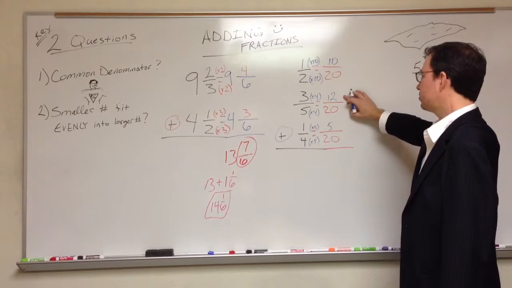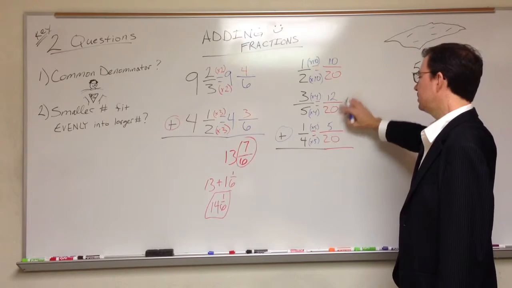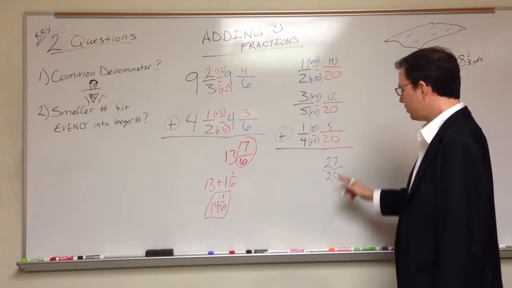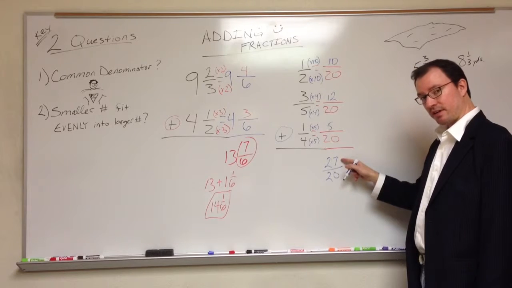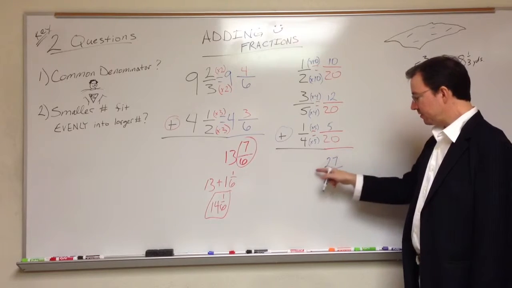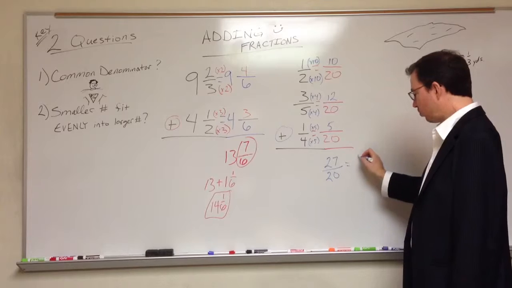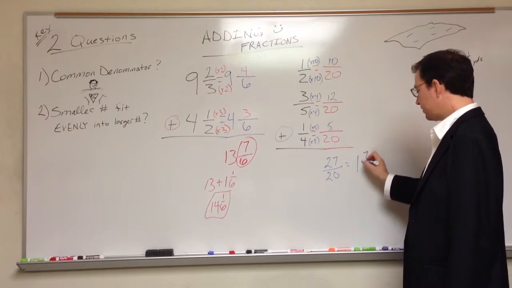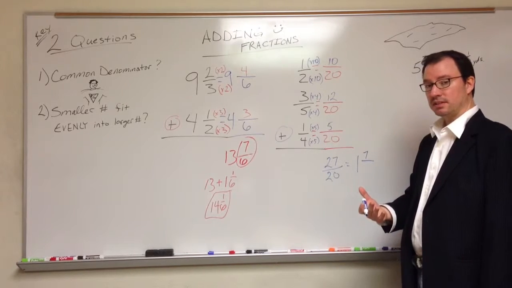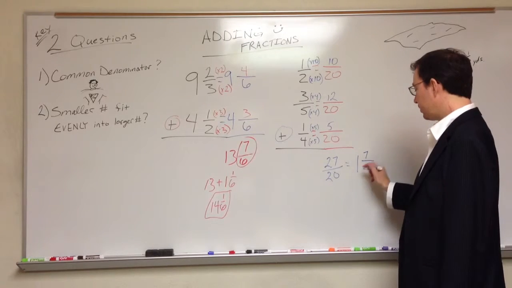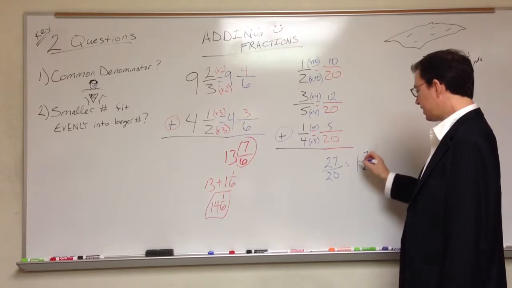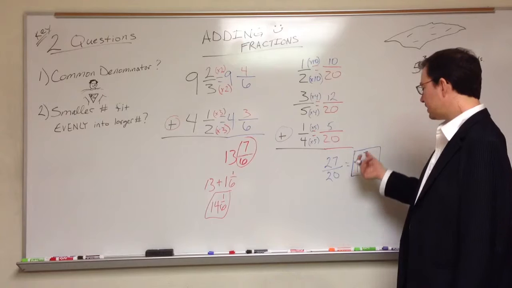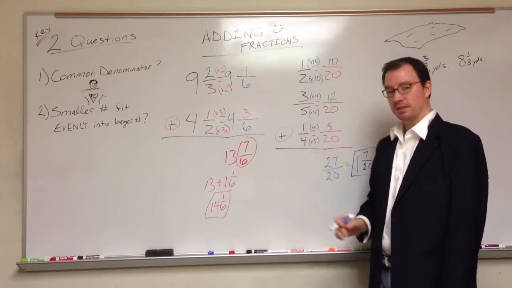So 10 plus 12 is 22 and 27. So we have 27 20ths. But notice again, we are top heavy here. We need to adjust that. So 27 divided by 20. Well, that's going to equal 1 because 20 will fit in there one time. But we still have 7 left over. 7 left over from the 20 we were using. And again, the denominator stays the same because the family stays the same. So 1 and 7 20ths. And that's it for the multiple ones.